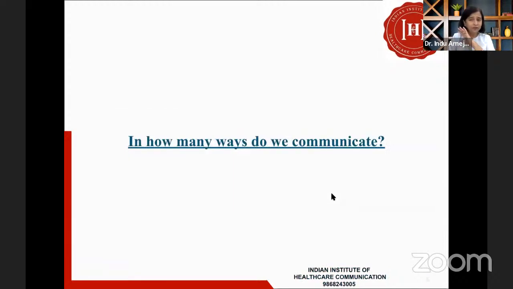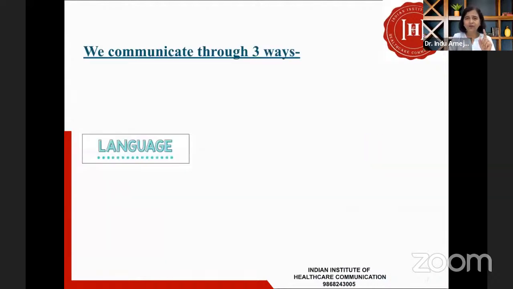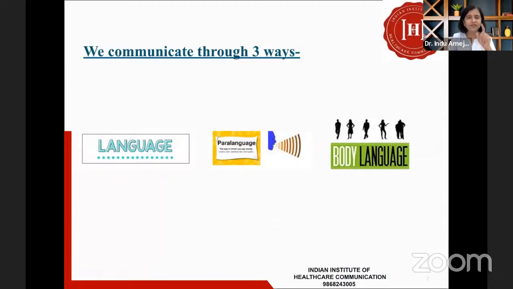So we communicate actually through three ways. Like I said, language, paralanguage, and body language. Language is the words that we use. Paralanguage is the way we deliver these words. And body language is the facial expressions, eye contact, the way we stand, the way we sit. And we are going to talk about all three in detail to precisely understand what I should be careful about in terms of my language, paralanguage, and body language.